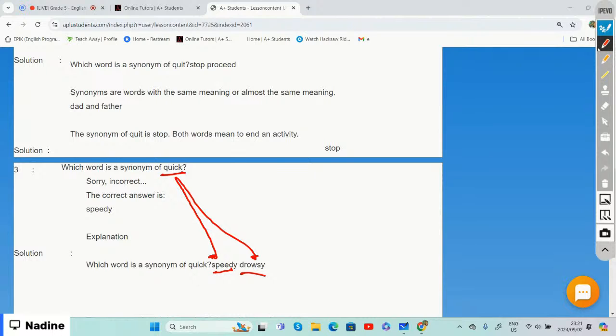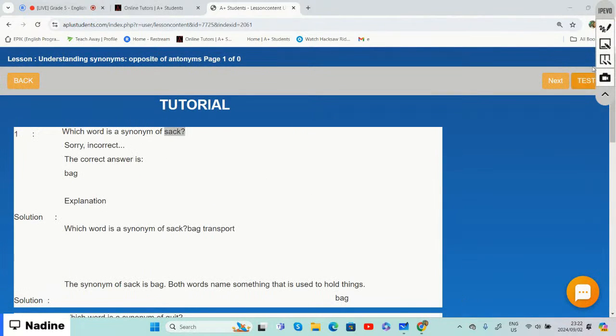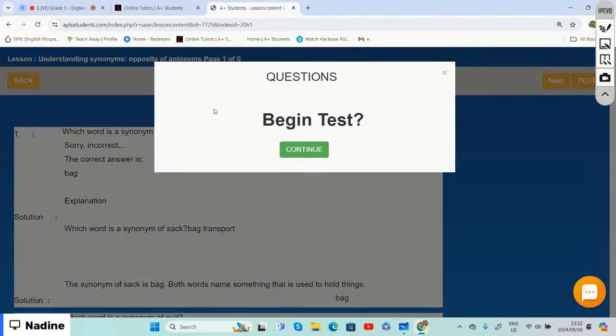All right, and the word that is the same as quick, we can say it is speedy. It's like hurry, fast. That is the word that is the same in meaning. All right, so now we're going to the test. And this is where we're going to be understanding synonyms, which is the opposite of antonyms.